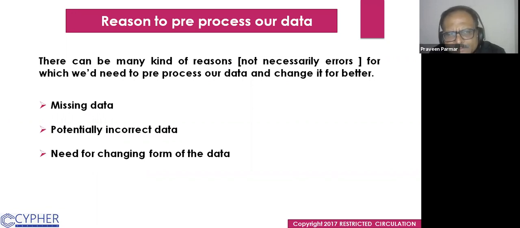There may be duplicate data. First thing, there may be missing data. There may be potentially incorrect data, that we could say are the outliers. Need for changing the form of the data. And we could change the form of the data.